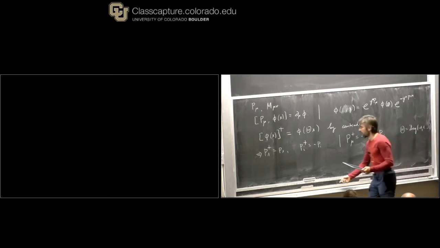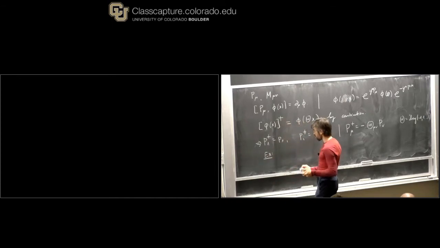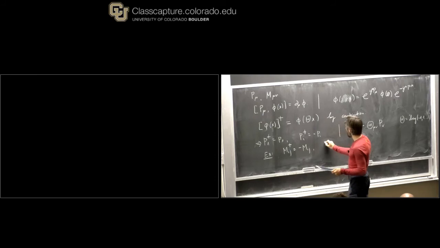So as an exercise, I leave for you to show that Mij dagger is equal to minus Mij, while M0i's are Hermitian.